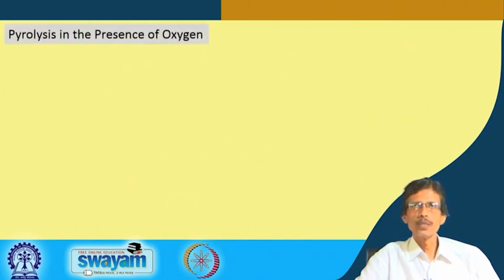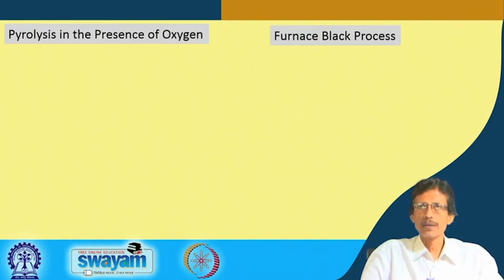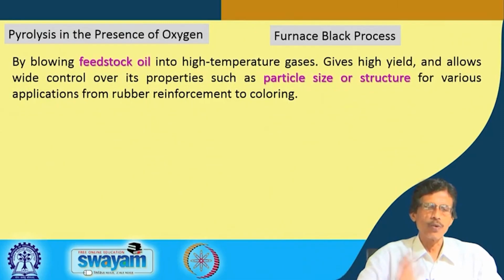So, we go for pyrolysis for the production, in presence of oxygen. So, we use oxygen, and in presence of oxygen we try to burn it. What we get basically as the product is the corresponding carbon black. We will be utilizing a furnace, so that is why it is a furnace black process. The furnace black process is utilized for getting that particular carbon black by blowing feedstock oil, because we try to burn oil also, that is another carbon based organic compound, into high temperature gases, which gives high yield and allows wide control over its properties.